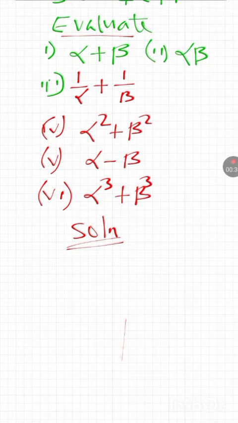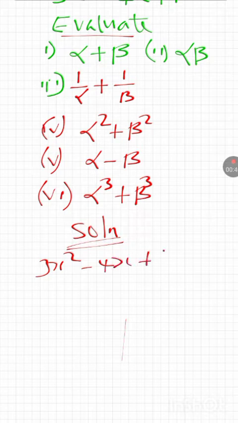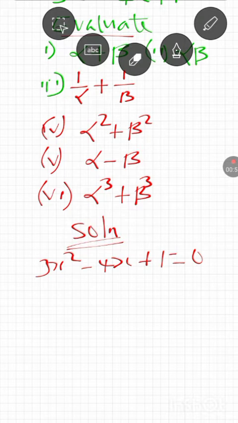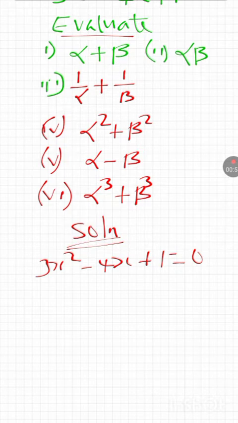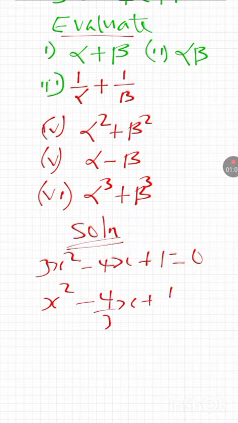Okay, number 1. The given question is 3x squared minus 4x plus 1 is equal to 0. The first thing we have to do is divide through by 3 to make the coefficient of x squared to be 1. So I'm going to have x raised to power 2 minus 4 over 3 x, then plus 1 over 3 is equal to 0 over 3, which is 0.